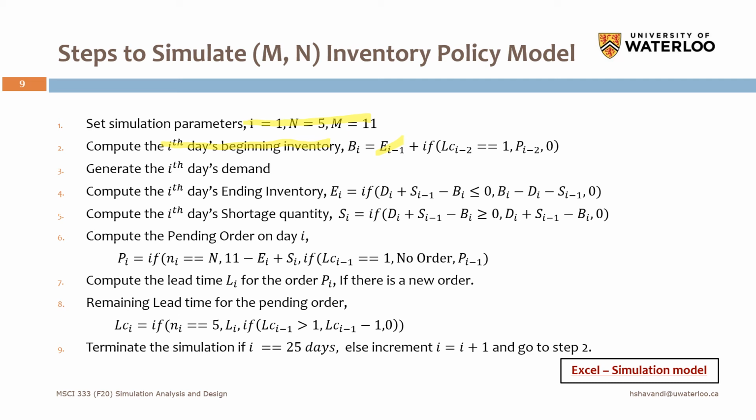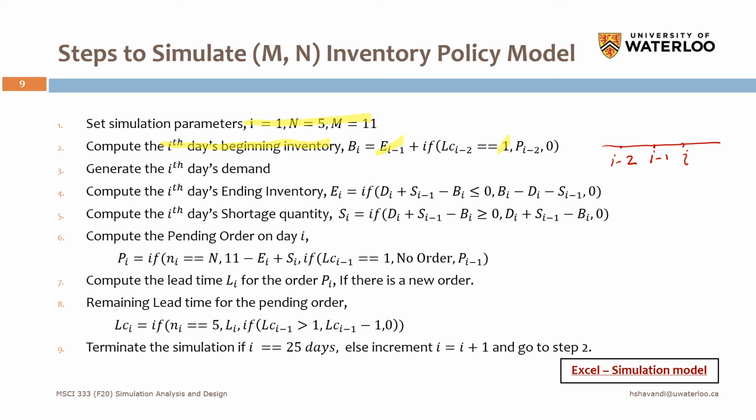2 days ago was 1, then we will have that pending order in the inventory at the beginning of day I. Other than that, there will be no more items than the previous day's inventory. So let me show you how this works. Here, assume that we are on day I. So this is I minus 1, this is I minus 2.